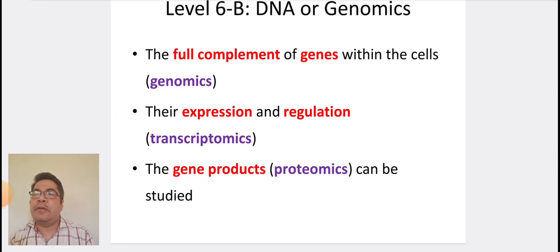The complete, full complement of genes within the cells is known as genomics. Their expression and regulation is known as transcriptomics. The gene products, that is the proteomics, can thus be studied.